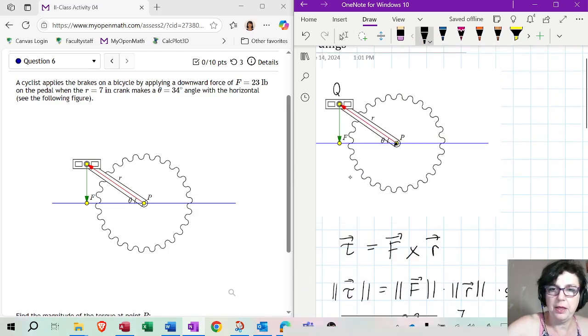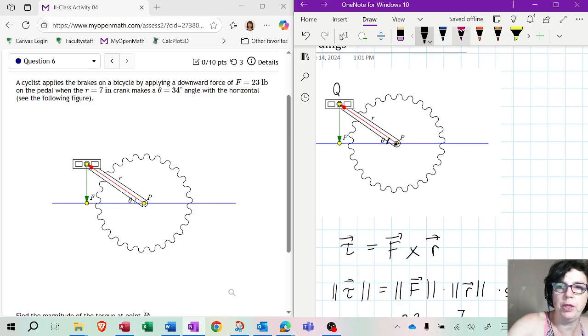But here's again the problem. This angle theta that they drew right here is not the angle between r and the force. The angle between r and the force, let me see if I can maybe make it blue so you can see it, like this is the angle. That's the angle that's in the formula. So let's call that alpha.